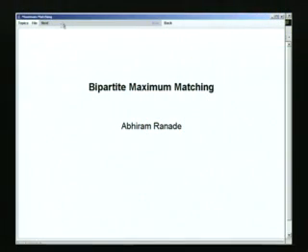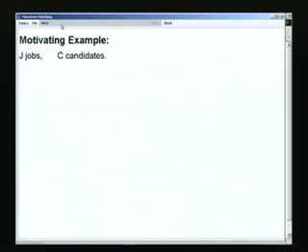On bipartite graph matching in the course on design and analysis of algorithms. Let me begin with a motivating example. In this example we have some J jobs and some C candidates. The idea is that for each candidate we have been given the list of jobs that the candidate can do.